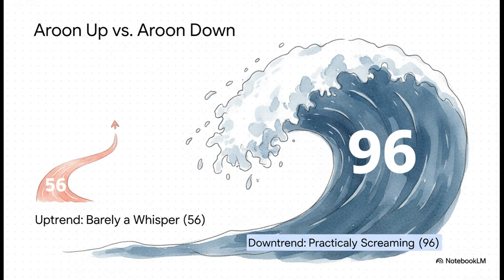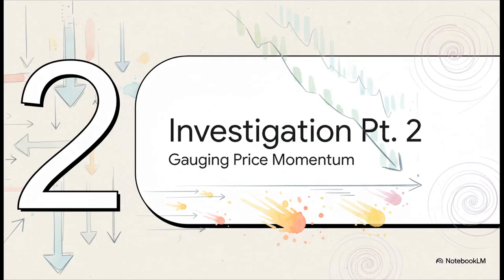And if you needed any more proof, here it is. This is another tool, the Aroon indicator. Just look at the two scores. The Aroon down is at 96. The Aroon up is way down at 56. That Aroon down score is basically a measure of how strong and how recent the downtrend is. And at 96 out of 100, the indicator is practically screaming at us that the bears are in total control right now. So we've established the direction: down.